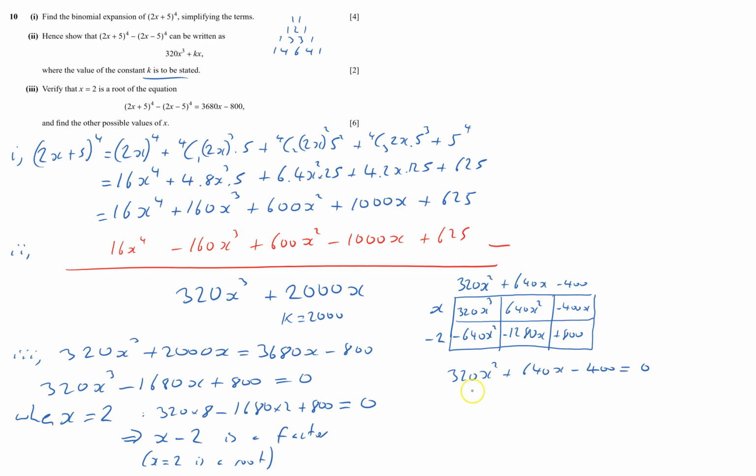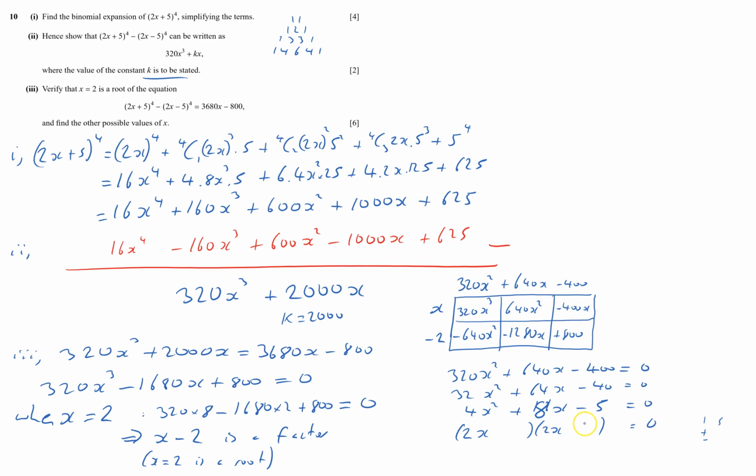Divide by 10: 32x squared plus 64x minus 40 equals 0. 8 goes into both those, so 4x squared plus 8x minus 5 equals 0. Well, hopefully it'll factorise. It's going to have to be 4 and 1, put the x's in, or 2 and 2. If I put 4 and 1, it's got to be 1 and 5 at the end. One's positive, one's negative. Won't be 4 and 1, so let's try 2 and 2.